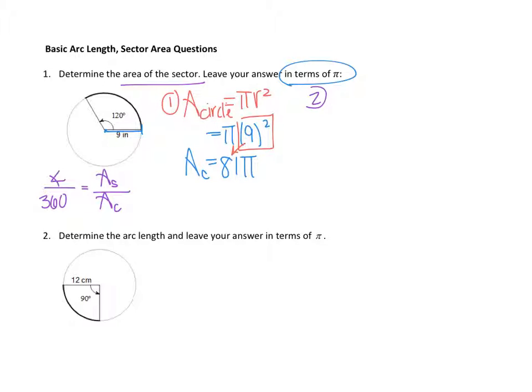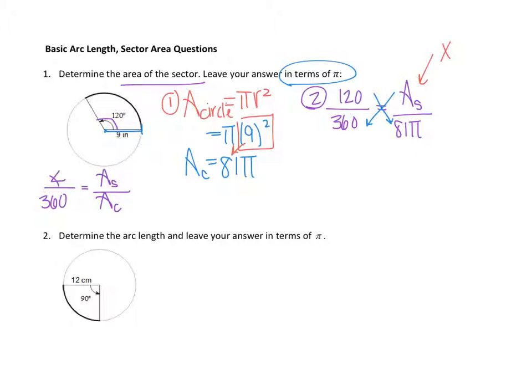Second step is to use the proportion. The central angle they gave us for this sector is 120 out of a possible 360, and it's equal to area of a sector over area of our circle, 81 pi. Now if you would prefer to use an x here instead of that A sub S, area of a sector, that's fine. Replace it with an x and follow through just the same way that you'll see me doing. If you're okay with the letter A with the S, then leave it.